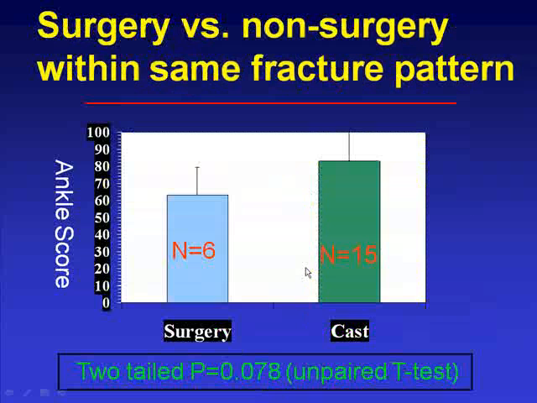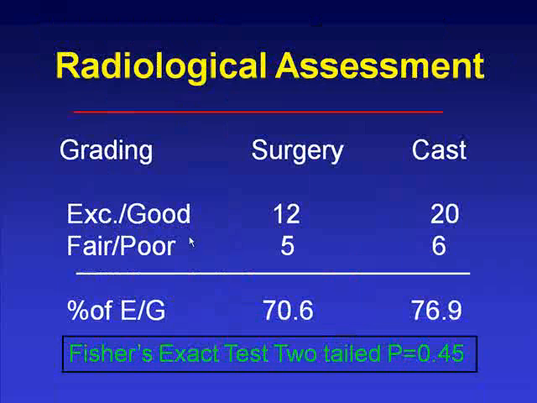We then compared outcome in surgery versus non-surgery within similar settings. And although ankle score still favors the cast, this difference is not statistically significant. This slide shows radiographic grading. As you can see, the cast group shows at least equal effectiveness in maintaining the reduction.